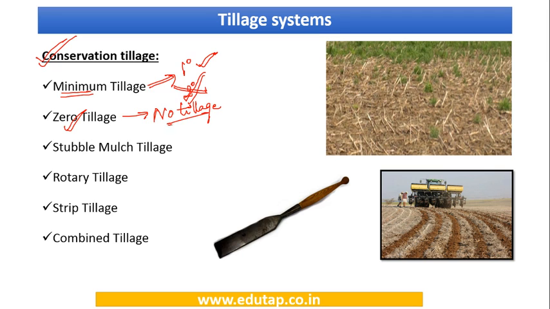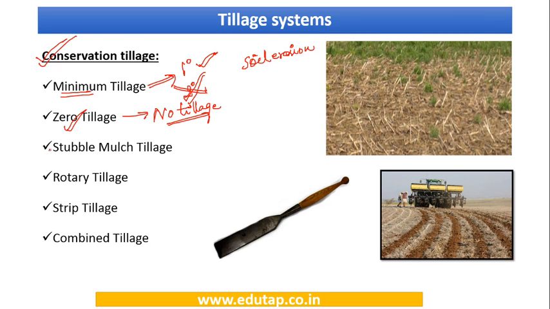Now friends, here you need to understand one thing: when you start doing tillage operations, as we have seen, hard pans are formed, and because of this there is a lot of soil erosion and runoff that takes place. Now if you minimize your tillage operation, or if you go for zero tillage, this process of soil erosion is minimized to a great extent.